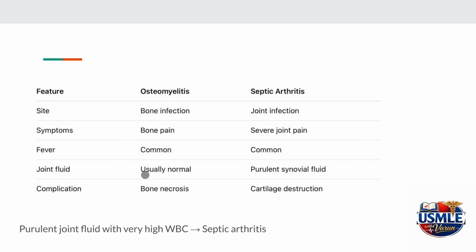Whereas the joint fluid might be normal in cases of osteomyelitis. Septic arthritis rapidly destroys cartilage, so it requires immediate treatment. The most important complication of osteomyelitis is bone necrosis, and that of septic arthritis is cartilage destruction.